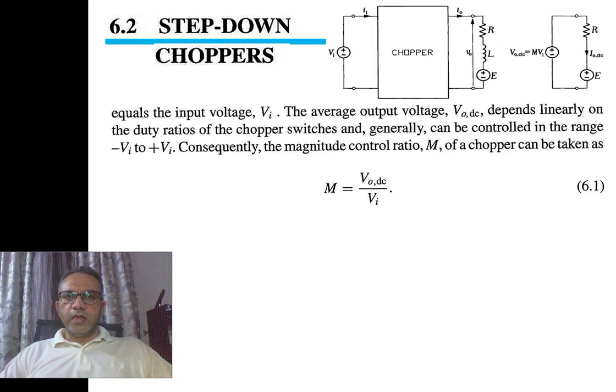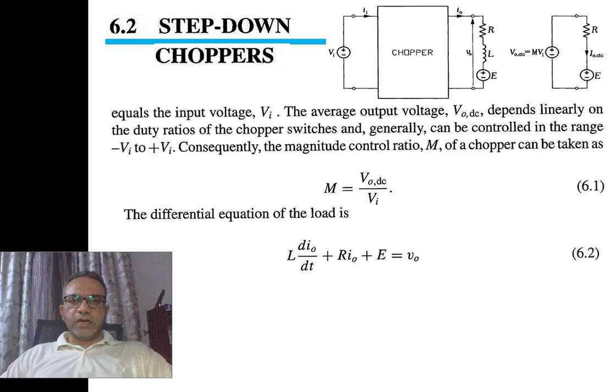So the average output voltage V out DC depends linearly on the duty ratio of the chopper switches, and generally can be controlled in the range of minus V in to plus V in. This is the same input voltage, so output voltage ranges from minus V in to plus V in. Consequently, the magnitude control ratio M of a chopper can be written as M is equal to V out over V in. This is equation 6.1.